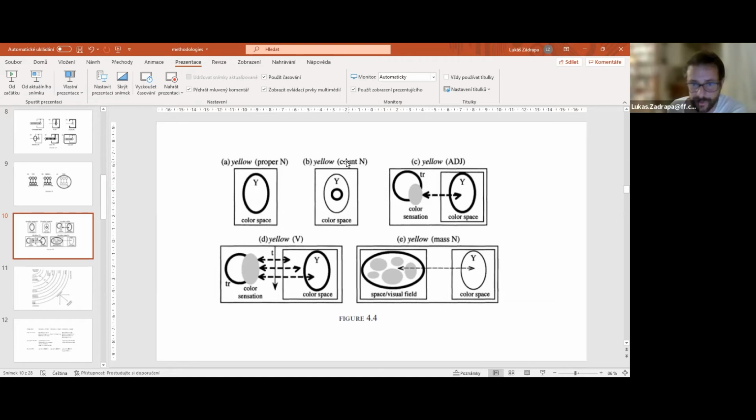But we have also the count noun yellow, which is only a subset of this color, this domain of yellow. This is one kind of yellow thing.